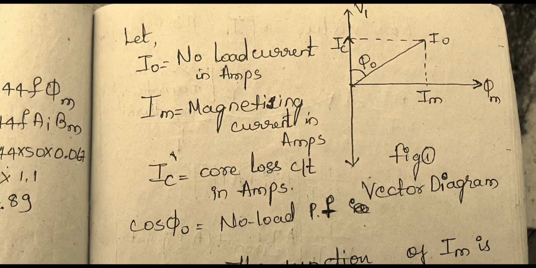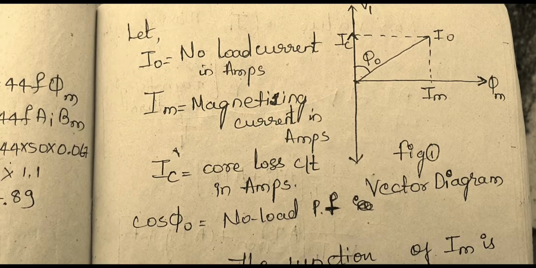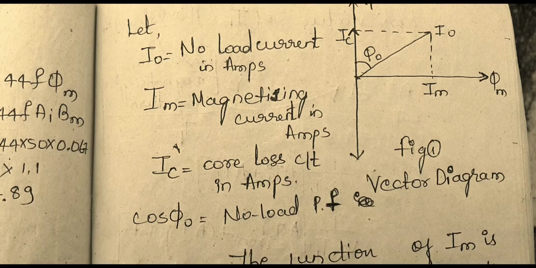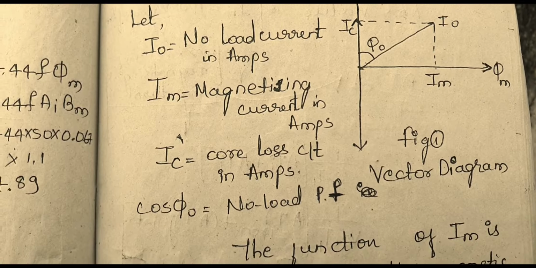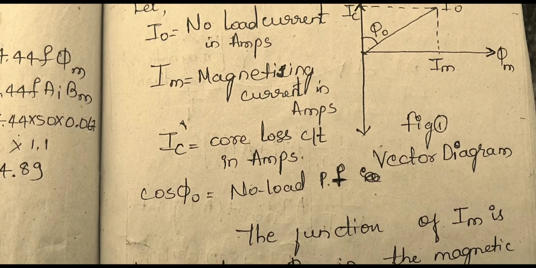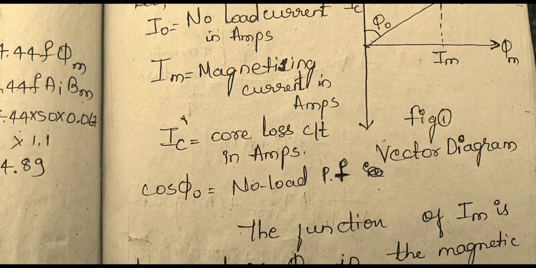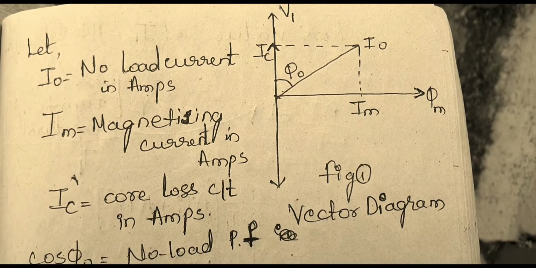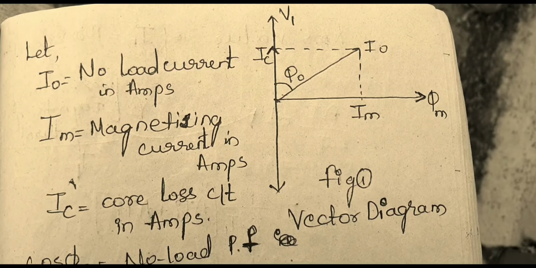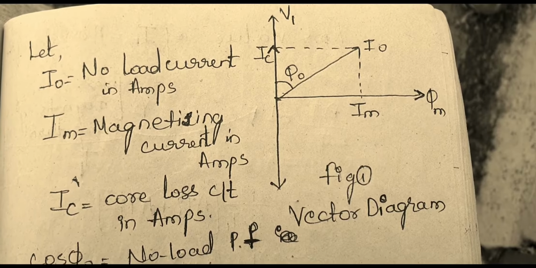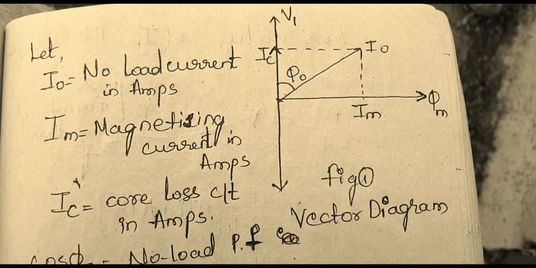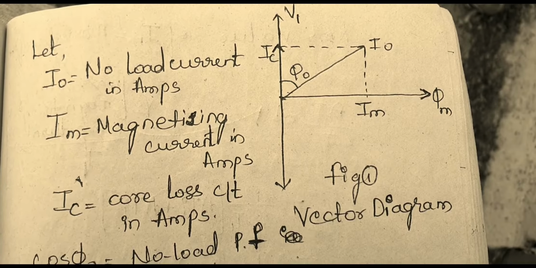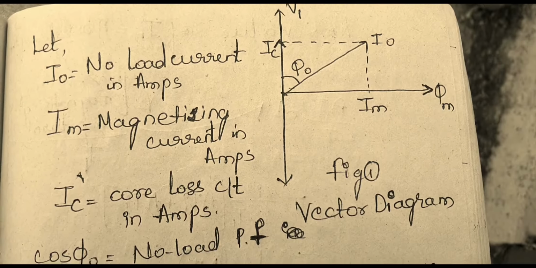Let the assumptions be I0 as the no load current in ampere, Im the magnetizing current in amperes, Ic the core loss current in amperes, and cos phi naught as the no load power factor. Let us draw the phasor diagram. Here you can see the vertical axis is V1 and the x axis is flux phi m.